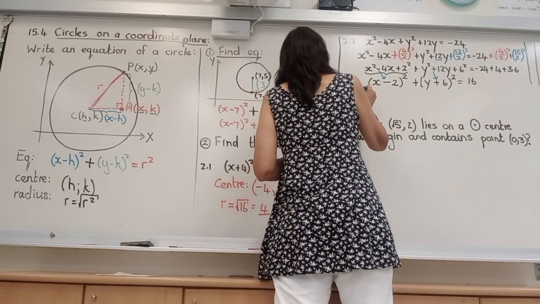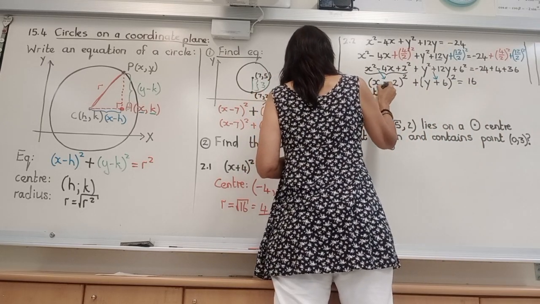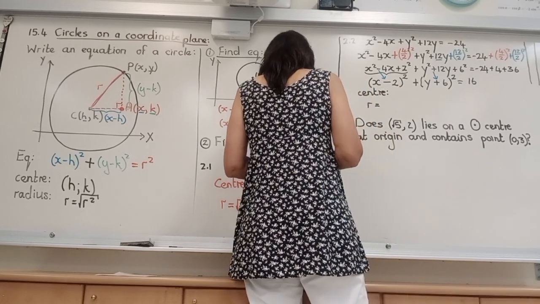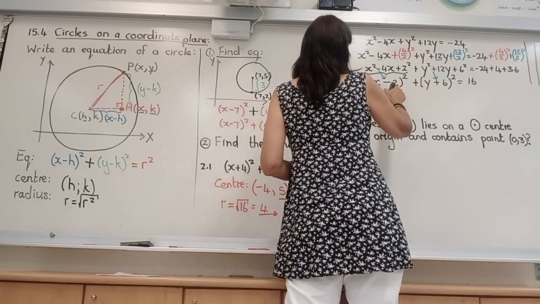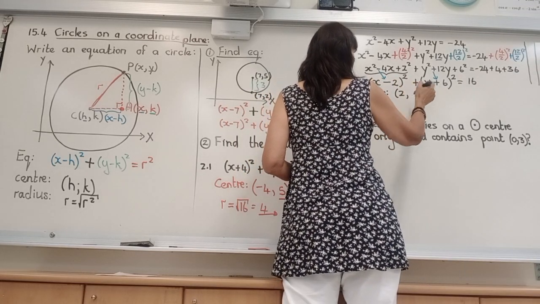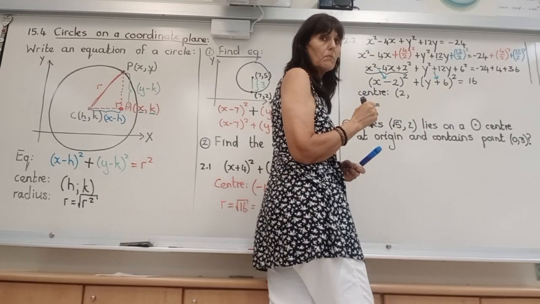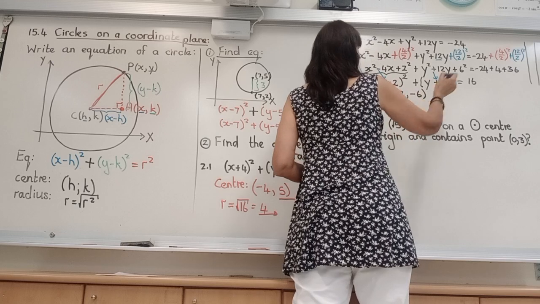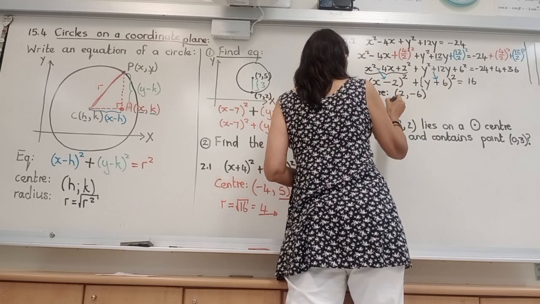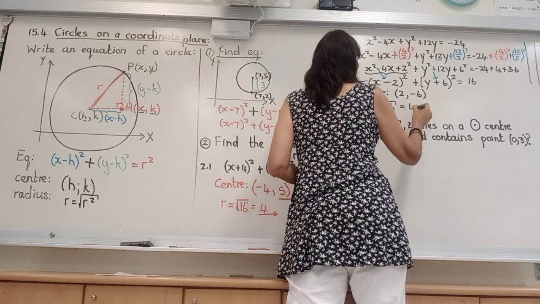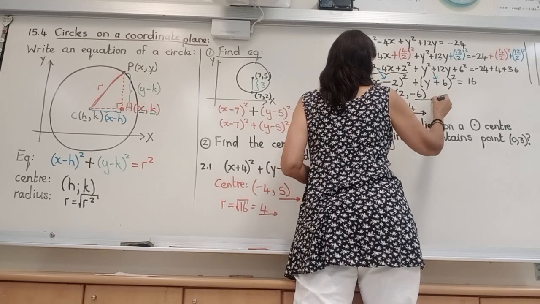And what will my center be? And what will my radius be? The center, change the sign. My x-coordinate is 2. Change the sign. My y-coordinate is negative 6. My radius is not 16. It's the square root of 16, which gives me 4.